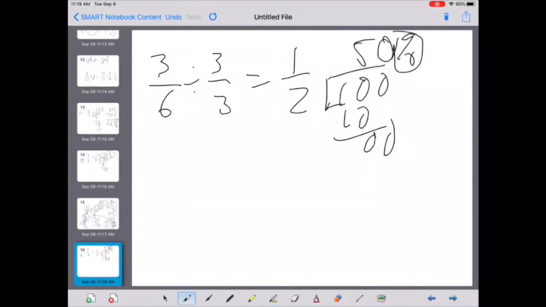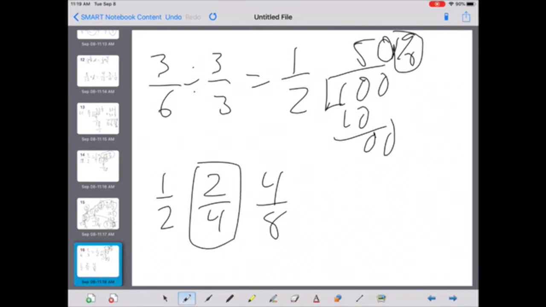Name 2 other fractions that have the same percent as 3/6. So I had 1/2. I multiply by 2, I have 2/4. That would work. Multiply by 3 gives me 3/6. That's already listed there. So I multiplied by 4, which gave me 4/8. So 2 other fractions for letter B that equal 1/2: 2/4, 4/8. You could have put anything you want.